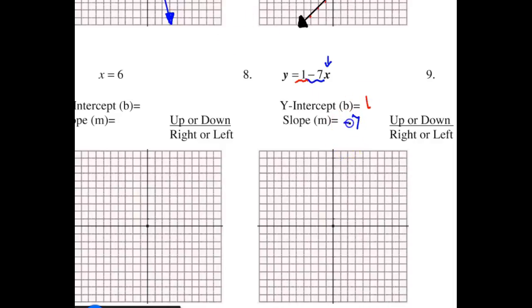Okay, and of course, since it's just -7, we're going to make it -7 over 1. Okay. So start at 1. And then go down 7. 1, 2, 3, 4, 5, 6, 7, and right 1. And of course, we can also get the other point, which is going to be up 7 and left 1. So we go up 1, 2, 3, 4, 5, 6, 7, and left 1. And there we go.